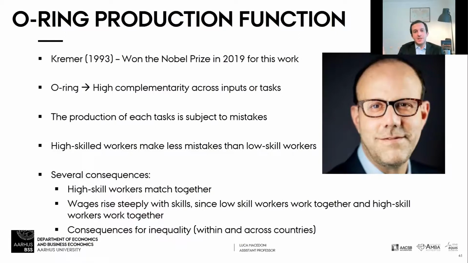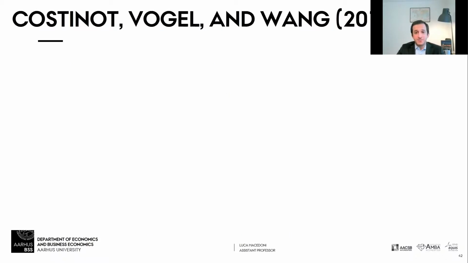And you can also bring this up to the country level, okay? So you can apply this model to inequality within countries and across countries. Now, what happens if you apply this model to the topic of offshoring? Well, that's what Costinot, Vogel, and Wang did in their paper. They think that there is sequential production. So forget about the ranking in terms of skill intensity. Here you're going to rank activities chronologically.